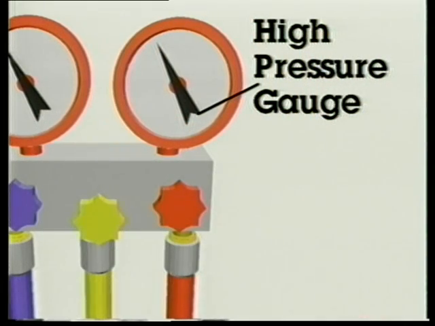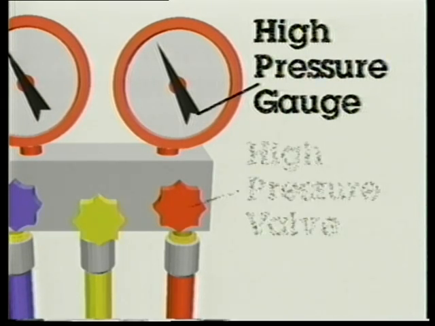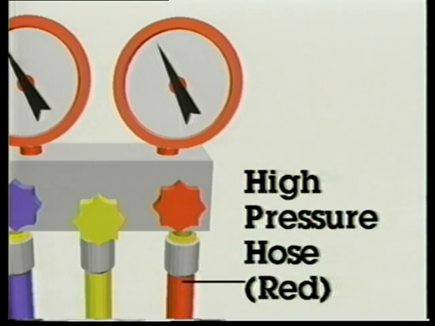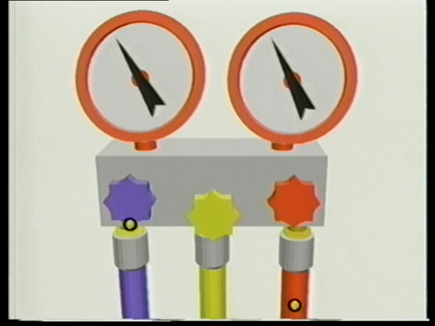The high pressure gauge is on the right. It measures pressure on the discharge side of the compressor. The high pressure valve opens and closes the system high side to the center hose. The high pressure hose is coded red and it connects to the discharge service fitting. Never cross up hose connections or gauge damage can result.